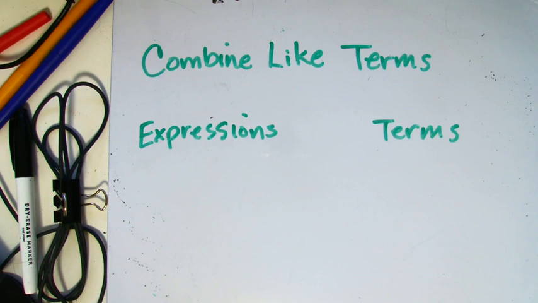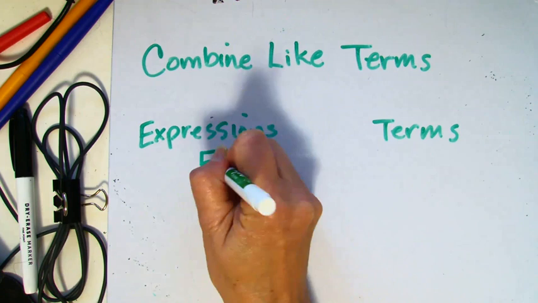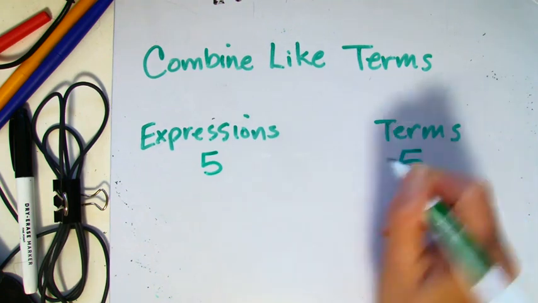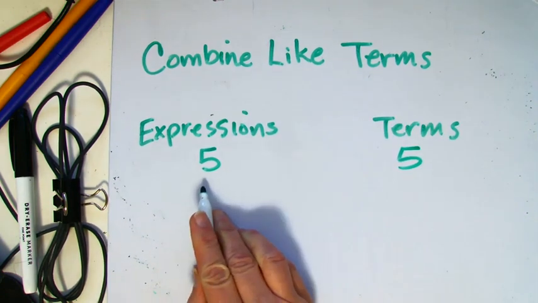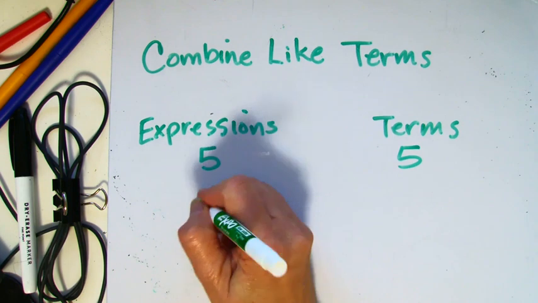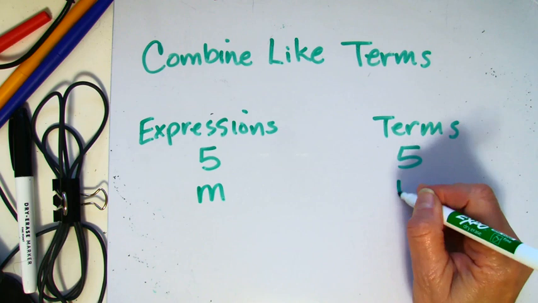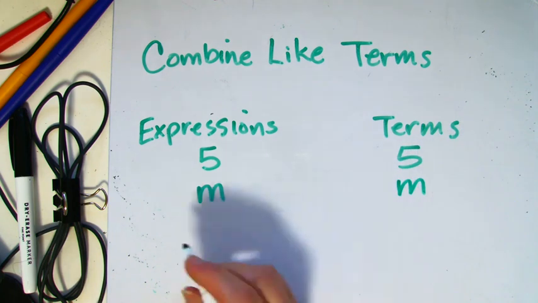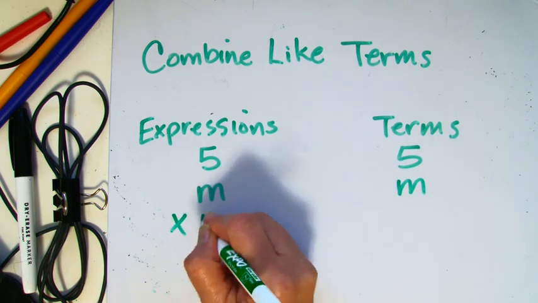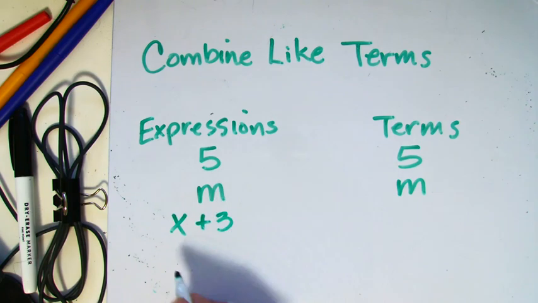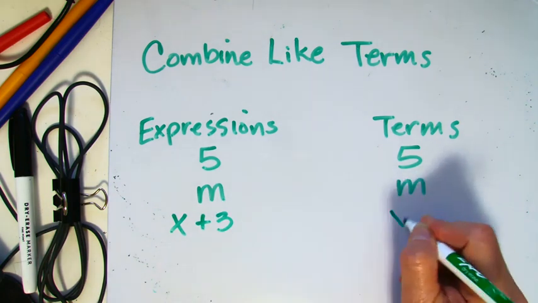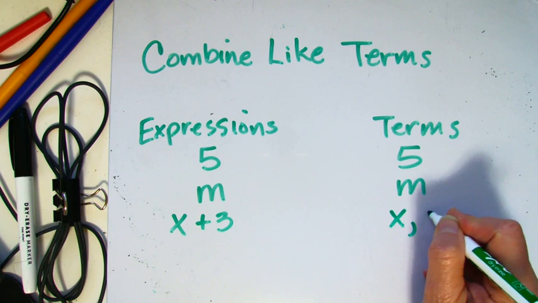Algebraic expressions may contain one or more terms added or subtracted. So a term can be a constant. This can also be an expression. We might have a variable in our expression, and the term would be the variable. We can have a variable plus a constant. In this case, we have two terms. We have the x and the 3.